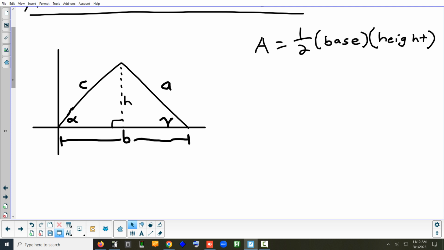Now, let's say I wanted to find the area of that triangle, but I didn't know the height. Let's say this is what they gave me. They'd give me a couple of sides and an angle, kind of like side angle side. That's how this formula is going to work. You're going to know two sides and an angle, but not the height. So what you would have to do is figure that height out.